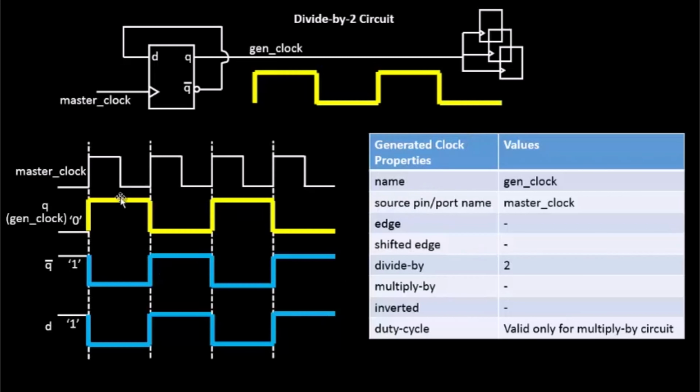Since this was a very simple circuit, a very basic divide by 2 circuit, we'll look into more complex circuits and more complex waveforms and try to obtain the generated clock properties and fill up this table. So let's look into a more complex waveform in the next video.